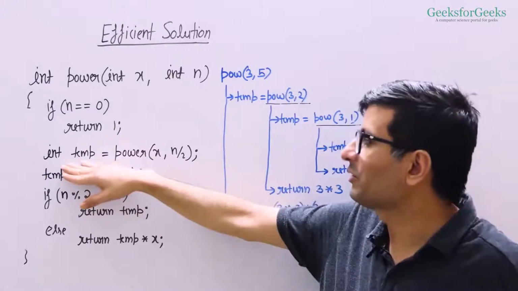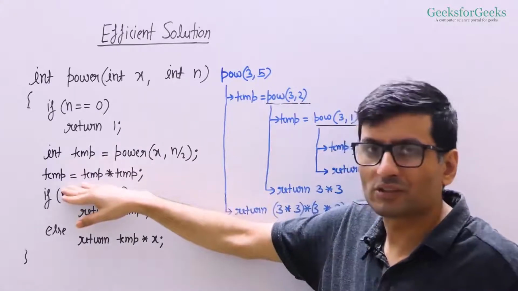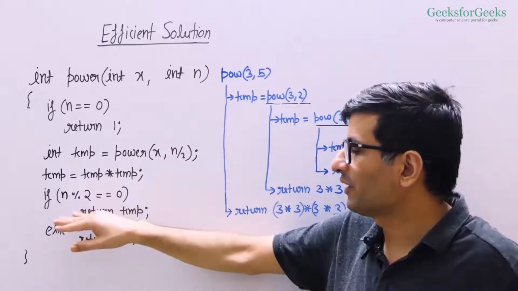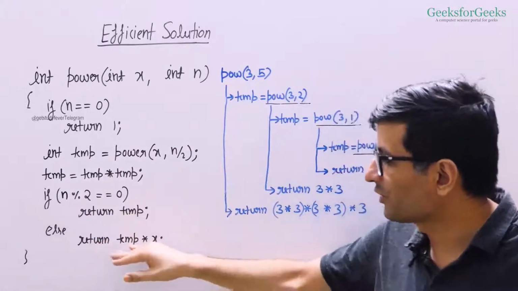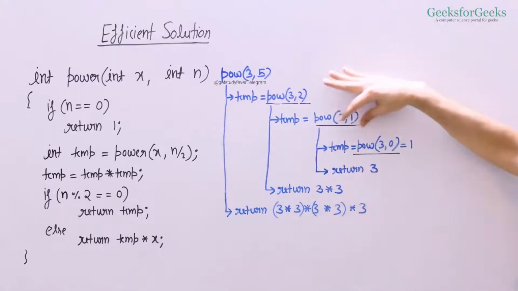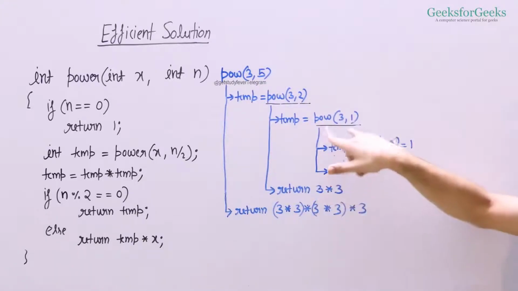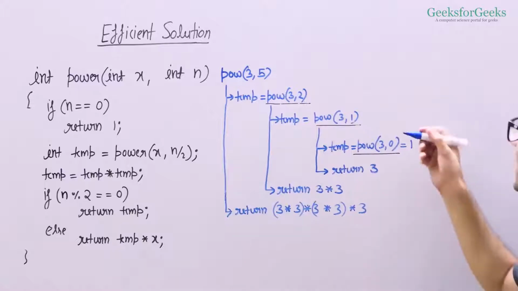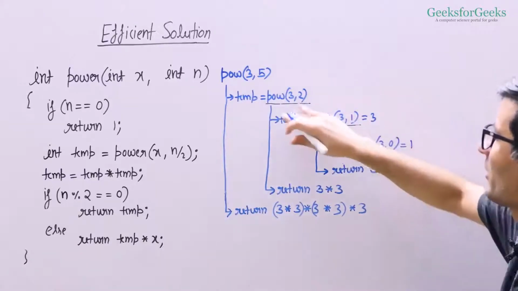So what is it going to do? It's going to do 1 into 1. So it's going to get 1. And now n is odd, so it's going to return 1 into 3, which is 3. So it's going to return 3. This call is going to return 3, right? And now once it returns 3, the 3 is assigned to the temp variable in this call.